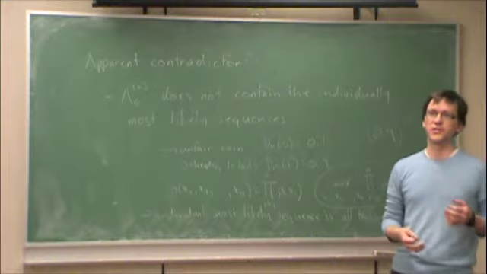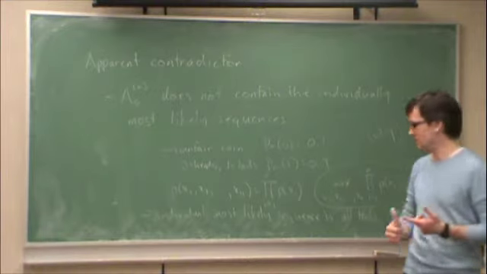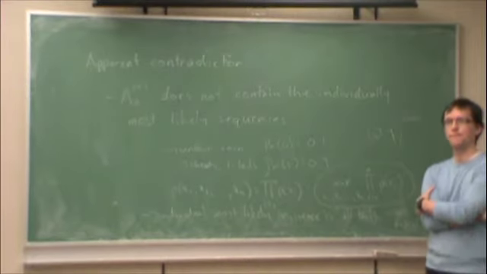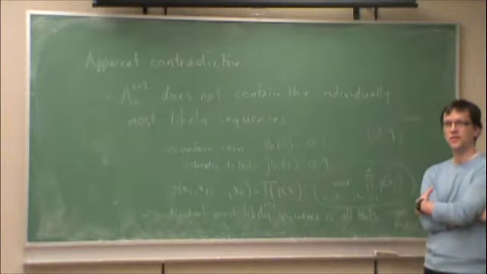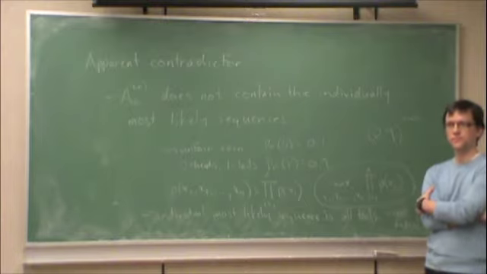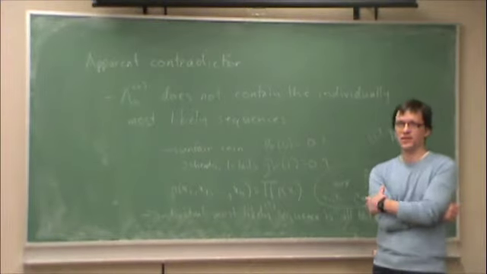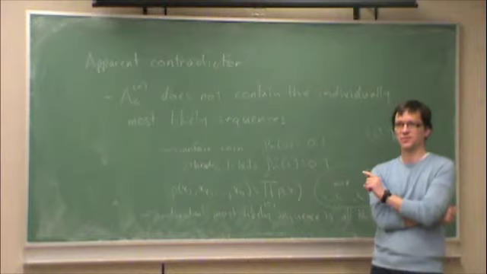So you said it yourself. The individual most likely sequence has all tails. Not that it would always be tails, but theoretically it shows. You're right, the individual sequence with the highest probability is all tails.